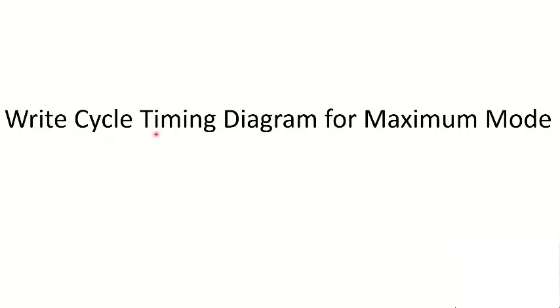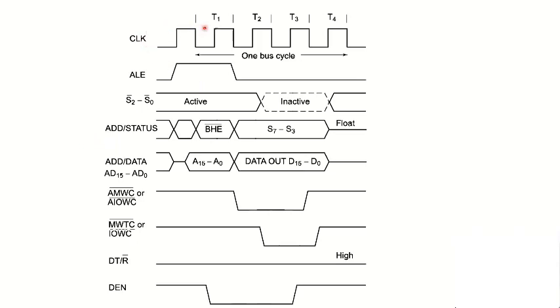Now we will discuss the write cycle timing diagram for the maximum mode. This is a simple operation like the read operation, but here the write signal will be there, and we have to perform the write operation. The timing diagram is the same as in read: T1, T2, T3, T4. It is almost the same, only the write signal will be there, DT will be high, and DEN will be low. All things are almost the same.